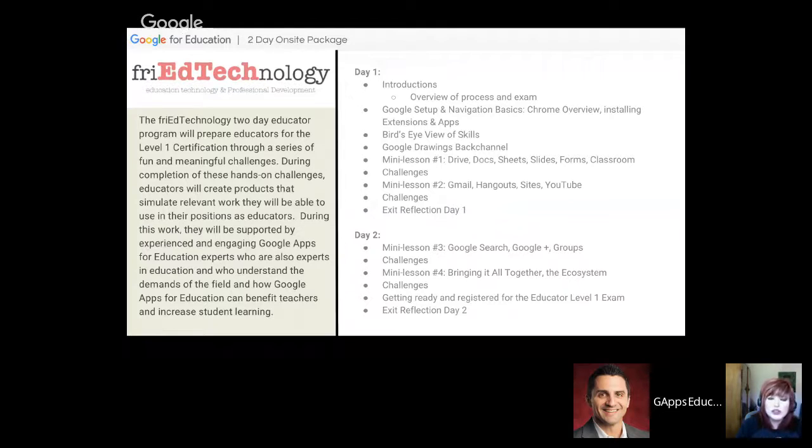Well, what we did is we took a look at the educator exams and all of the materials that Google provides to get people ready for those exams. And we broke those down into these sections so that we would make sure we give you adequate time on each of those sections. You'll notice some things built in here.